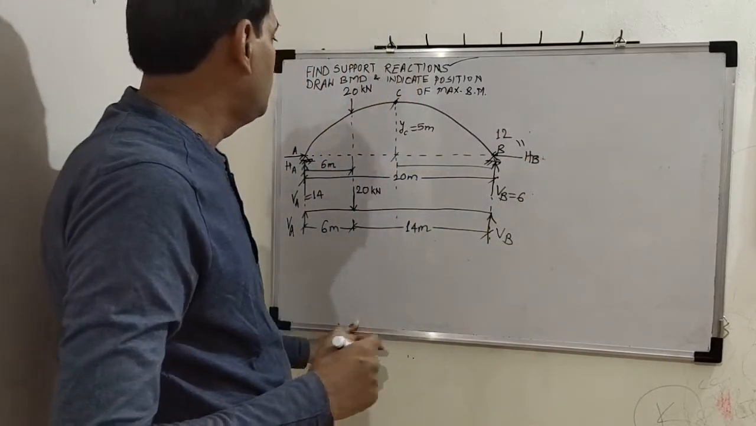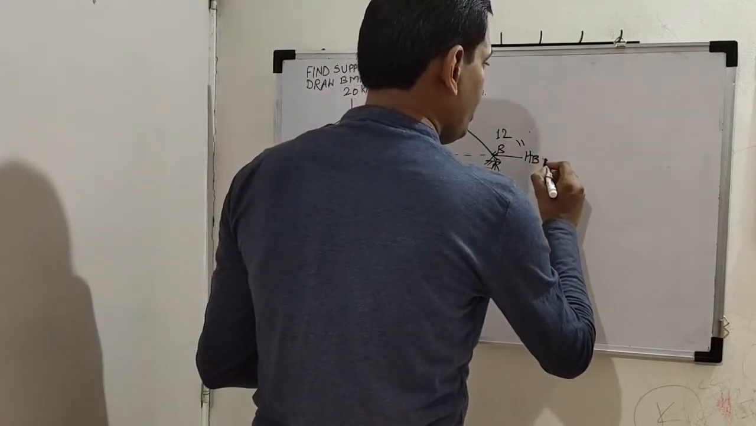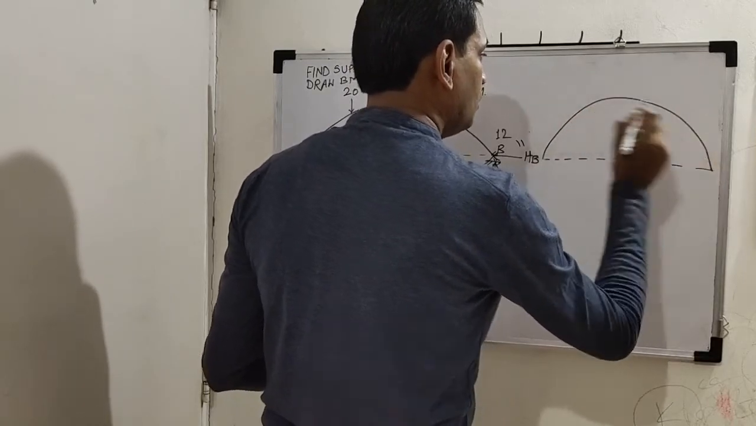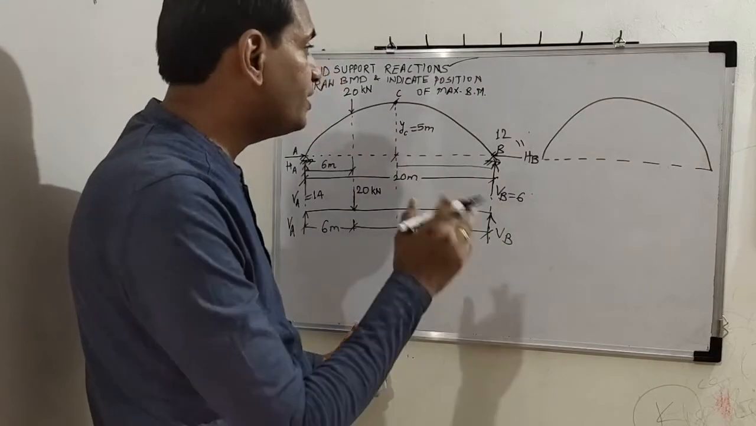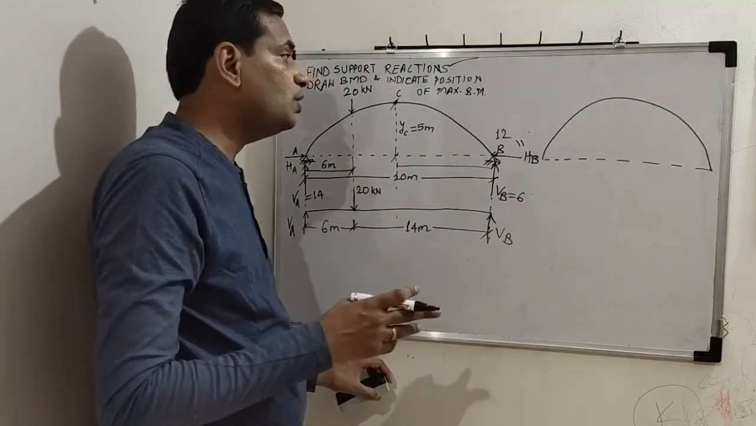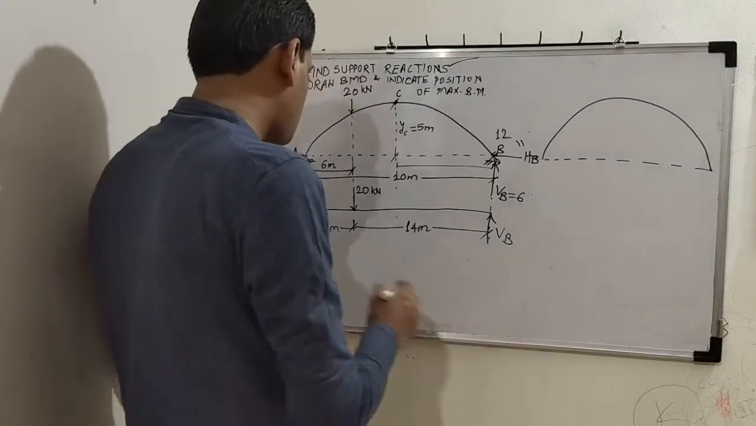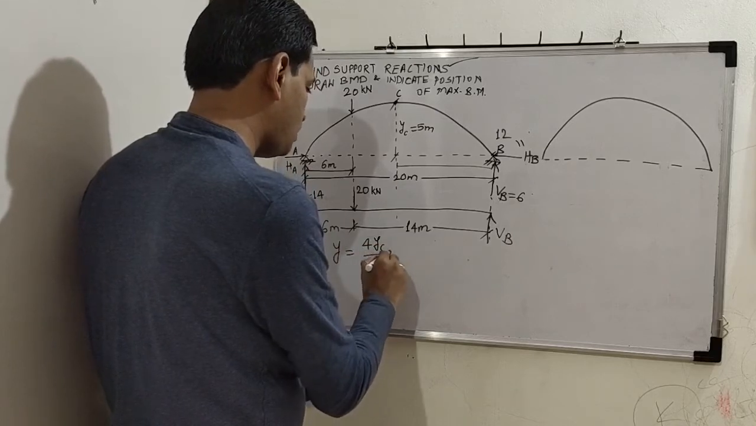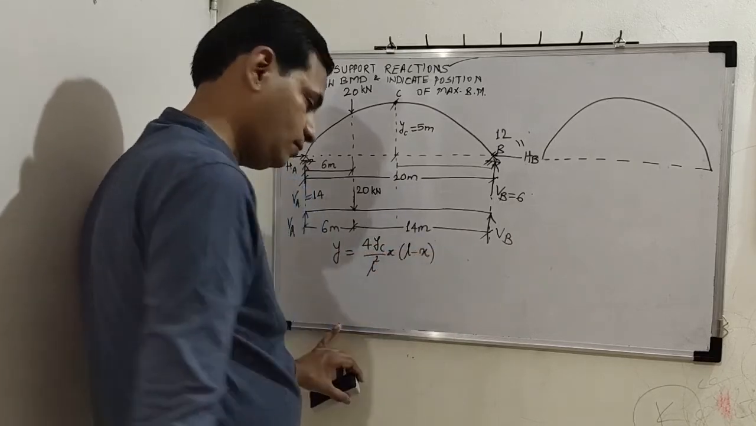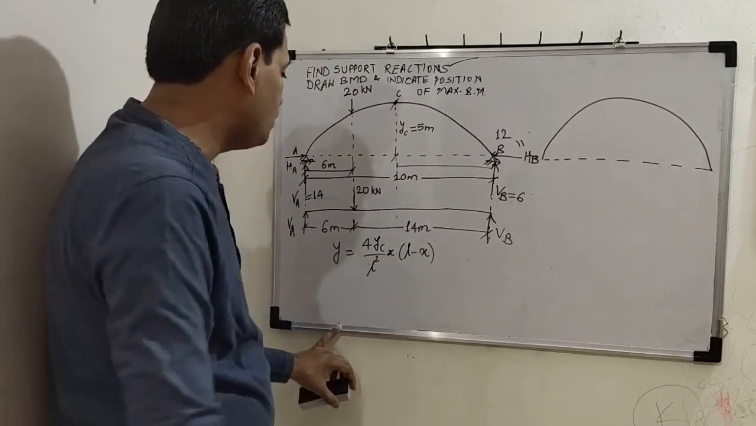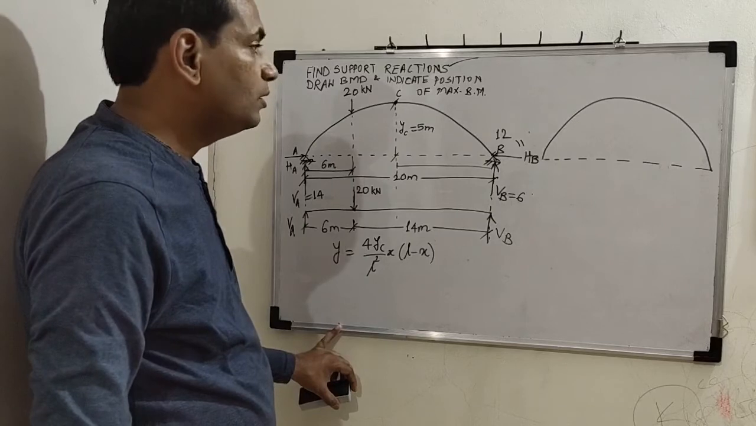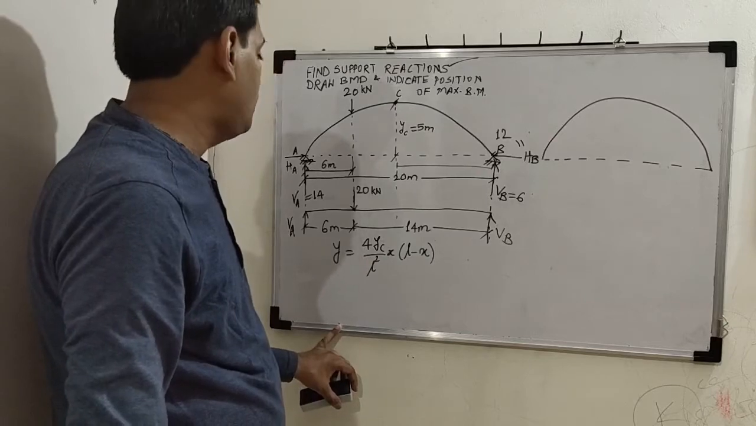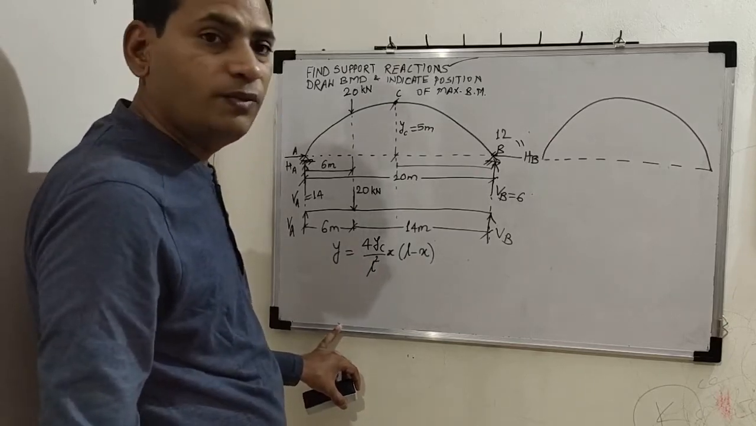So now let us draw the bending moment diagram for the arch. This will be the bending moment diagram for H into Y, because if you remember yesterday's equation of Y, what was the Y equation? 4 Yc upon L square, x times (L minus x). So here the power of L is 2, correct? And Y will vary as per L. So H into Y will be parabolic.